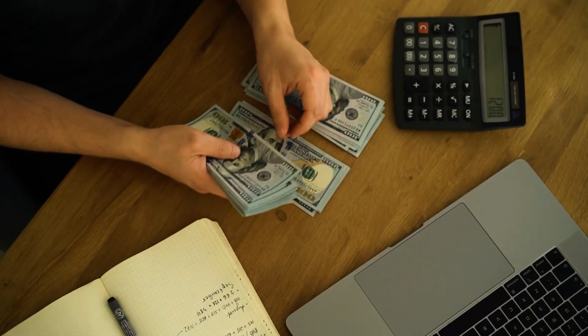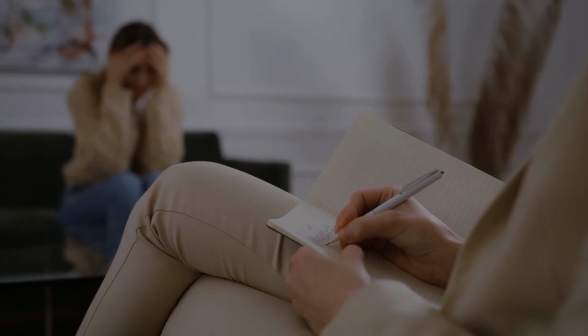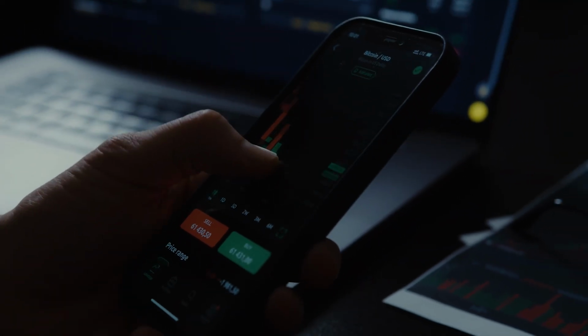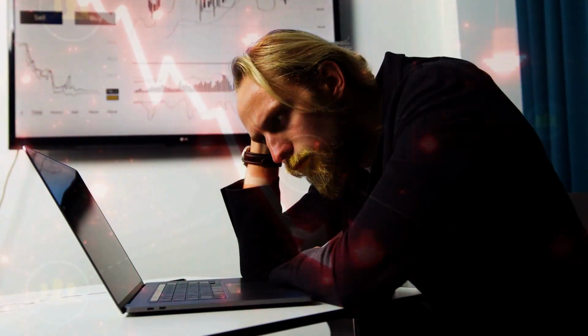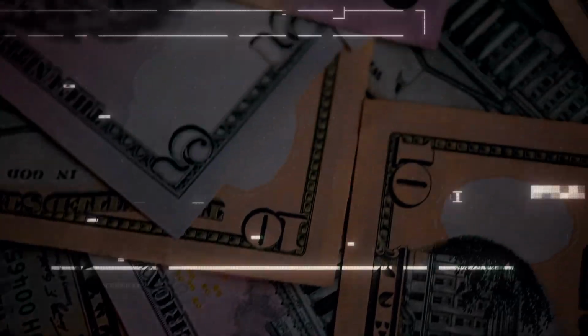It was called relief, a lifeline. It was meant to save us. But what if in the process of saving the economy, it fundamentally broke it? This is the story of the Great Money Glitch.